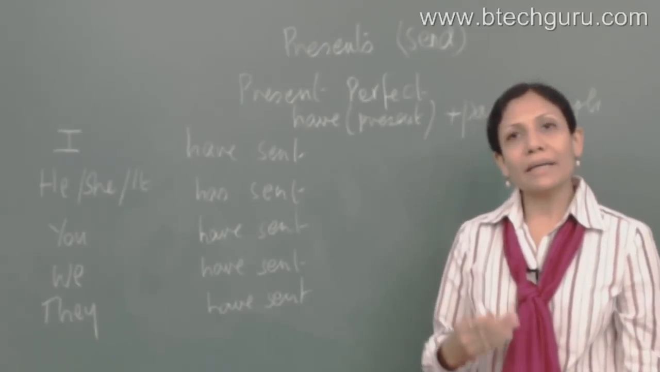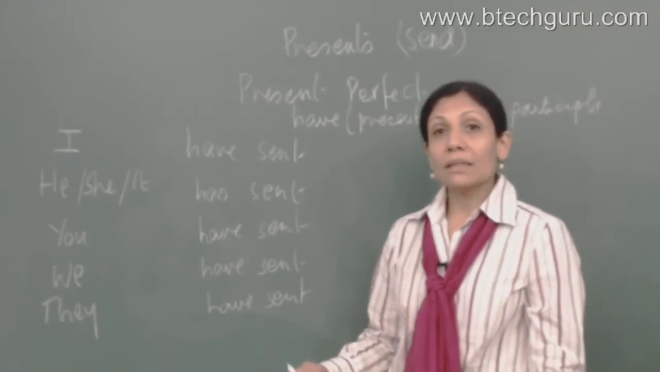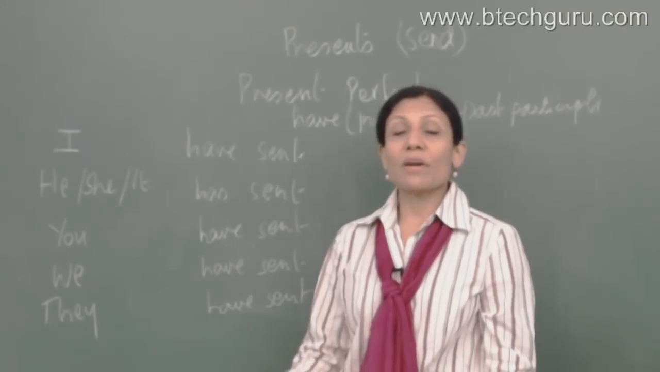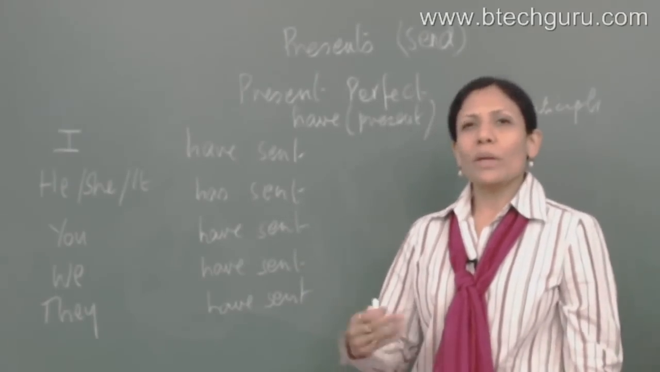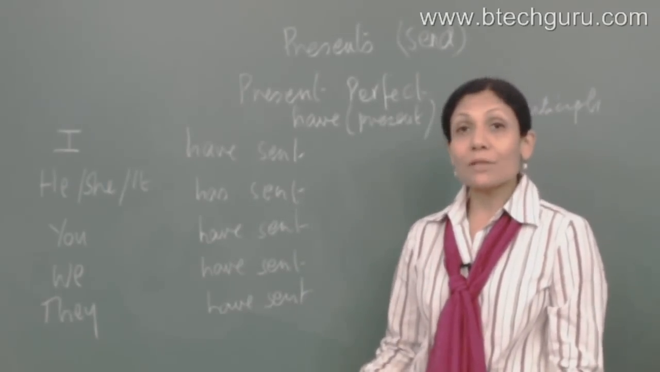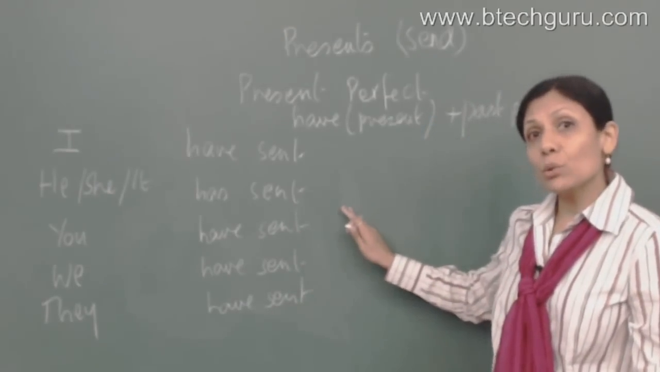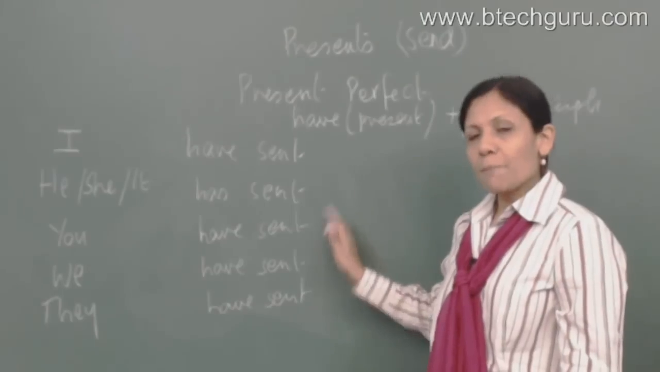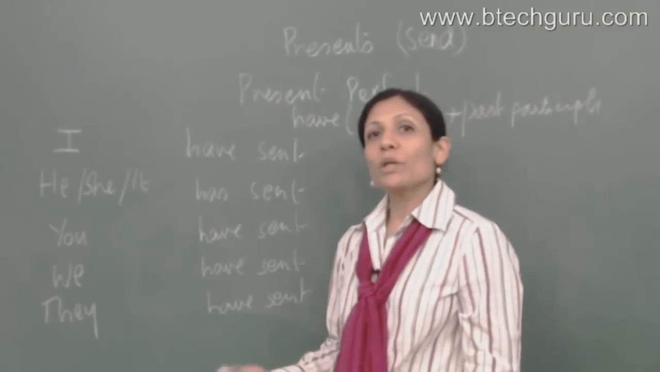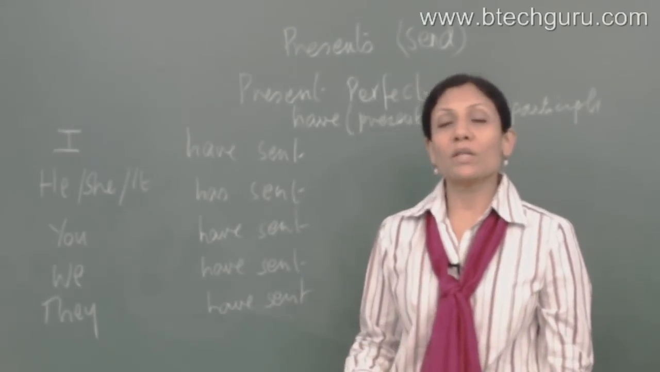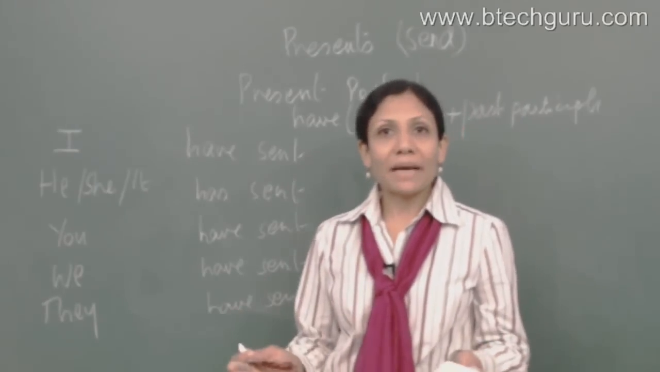For example, I have bought a car. I have bought means it has been done very, very recently. When I say recently, it could be 10 minutes, it could even be a couple of days ago, and then you can definitely use present perfect.